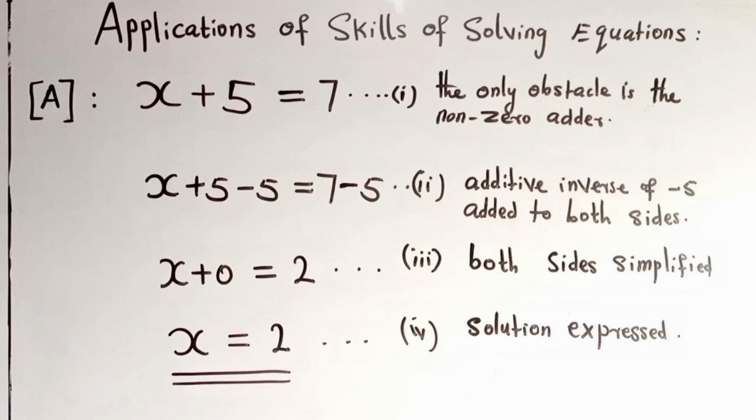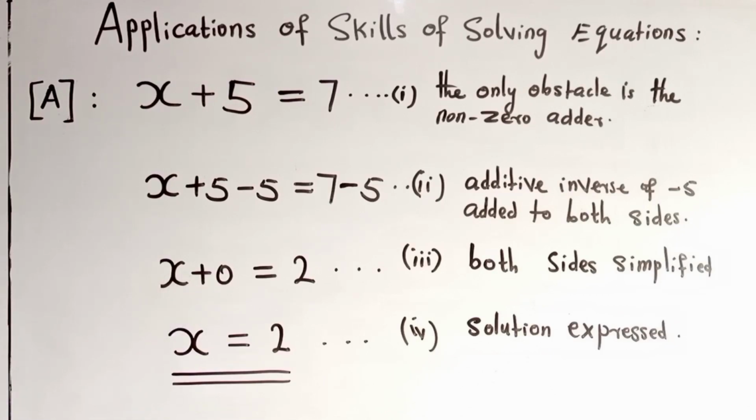Is it possible to simplify both sides in this case? The answer is yes. This x plus 5 minus 5 is simplifiable. It has brought us to x plus 0. And this 7 minus 5 is also simplifiable. It has brought us to 2. Therefore, when both sides are simplified, we now have a simplified equation that states x plus 0 is equal to 2. I hope you are following what is happening here. We just added additive inverse to plus 5, and this is what we have at the end of the whole thing.